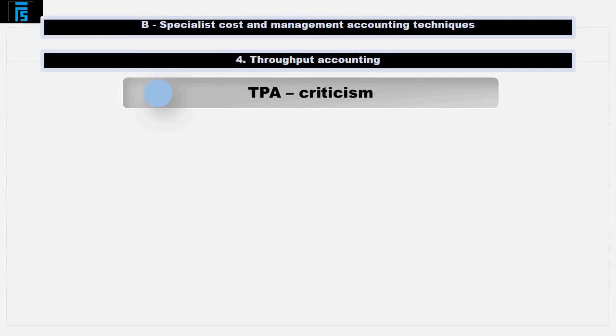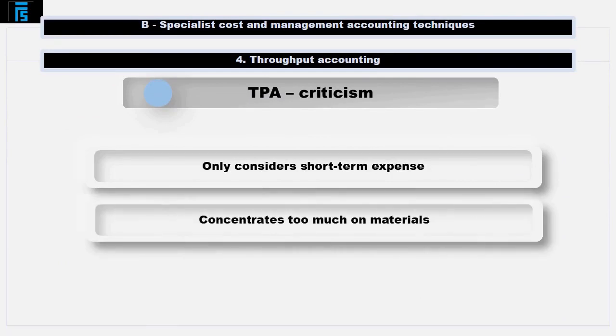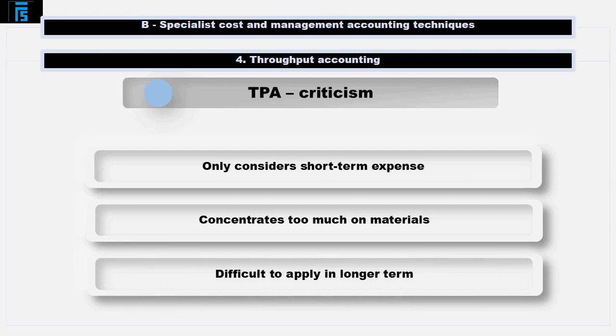To finish off, please be aware that there are a number of criticisms of the throughput accounting ratio. It only considers the short term when operating expenses are mainly fixed. It concentrates too much on materials, excluding other costs that might impact on the profitability of the products being produced based on the ranking approach discussed. And it is more difficult to apply in the longer term when labour costs are classed as a variable cost.